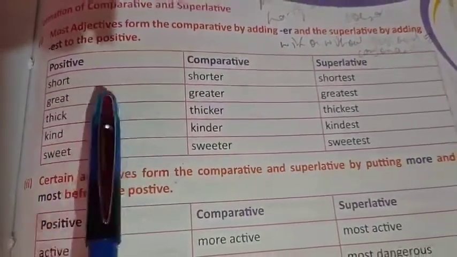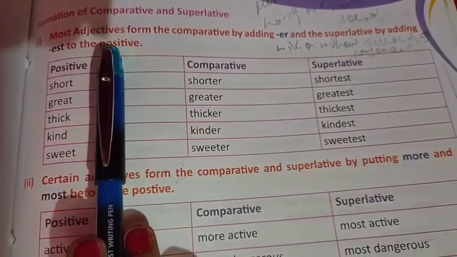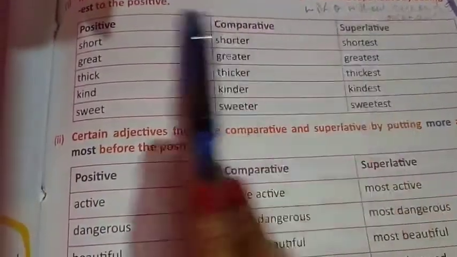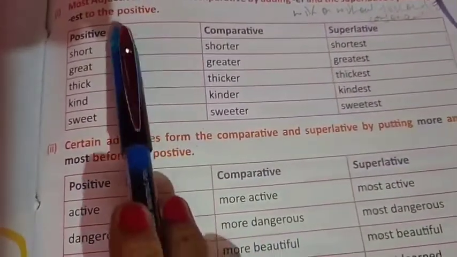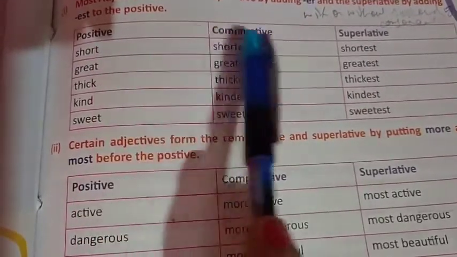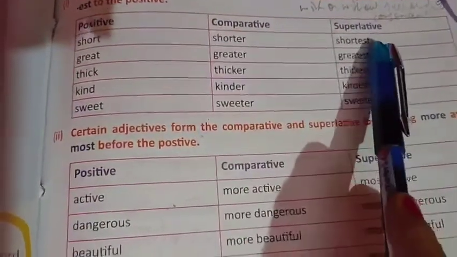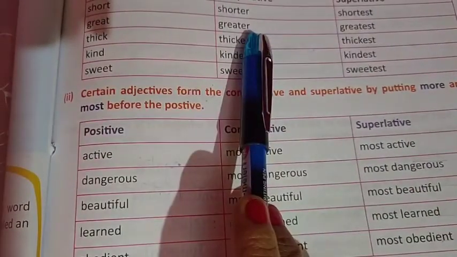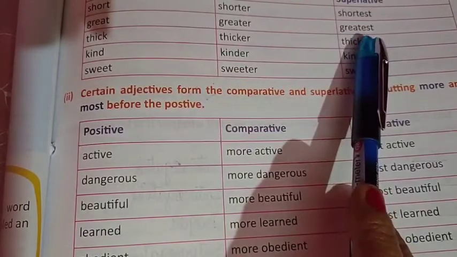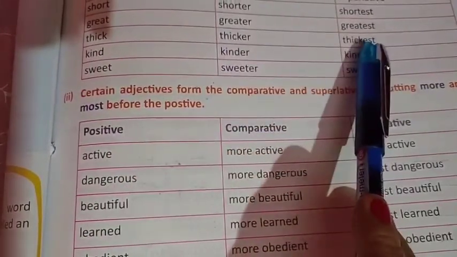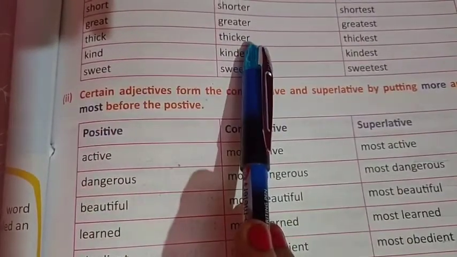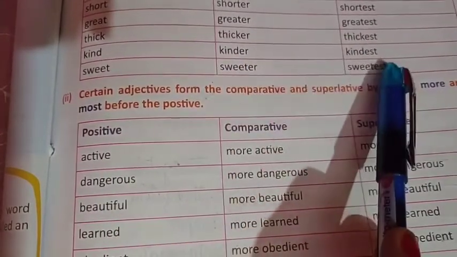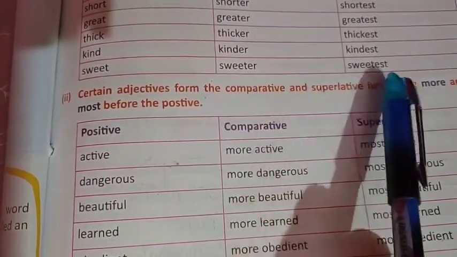So let's see a few examples where most adjectives form the comparative by adding er and the superlative by adding est to the positive degree. So we have positive degrees here, like short. The comparative degree of short is shorter and superlative is shortest. Then we have great, comparative degree by adding er, greater, and superlative degree by adding est. Great, greater, greatest. Then thick, thicker, thickest. Then kind, kinder, kindest. Sweet, sweeter, sweetest.